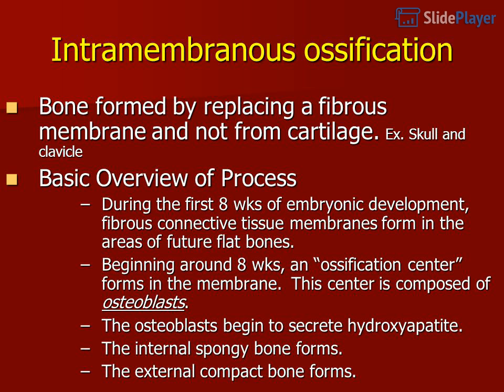Intramembranous ossification is bone formed by replacing a fibrous membrane and not from cartilage. Examples: skull and clavicle. Basic overview of process. During the first 8 weeks of embryonic development, fibrous connective tissue membranes form in the areas of future flat bones. Beginning around 8 weeks, an ossification center forms in the membrane. This center is composed of osteoblasts. The osteoblasts begin to secrete hydroxyapatite. The internal spongy bone forms. The external compact bone forms.